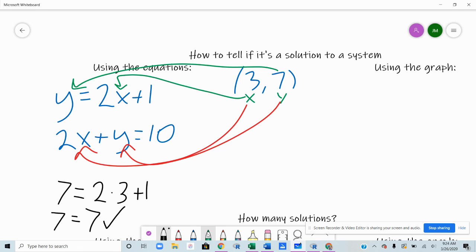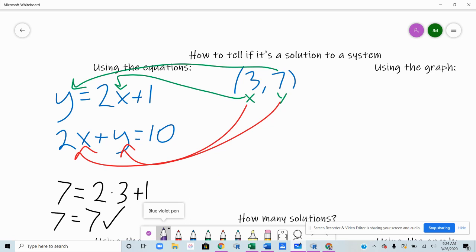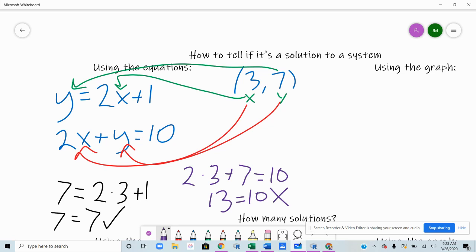But now we need to test the second equation. Okay, it has to work for both of them to be a solution to the system. So now I'm going to do 2 times my x value, which is 3, plus my y value, which is 7, and I'm going to see if that equals 10. Okay, same thing here. We can use a calculator, use your head. On the left side, we have some things to do. 2 times 3 plus 7. 2 times 3 is 6 plus 7 is 13 equals 10. Does 13 equal 10? No, it does not.